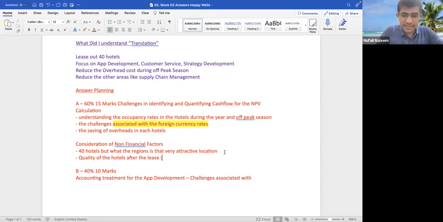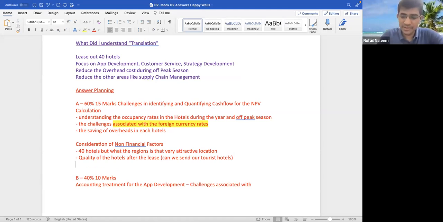And the other one is, can we send our tourists to this hotel? That is another question. Now, these hotels, which we have leased out to another party, we have to ensure that we can also send our tourists to their hotels in case we need them. So that is also one non-financial factor to be considered, because it's very, very important. And the other non-financial factor that we have to consider at the moment is the 4 years period.